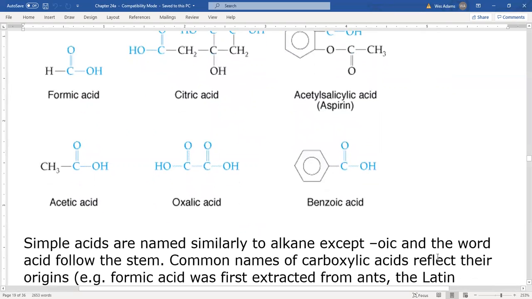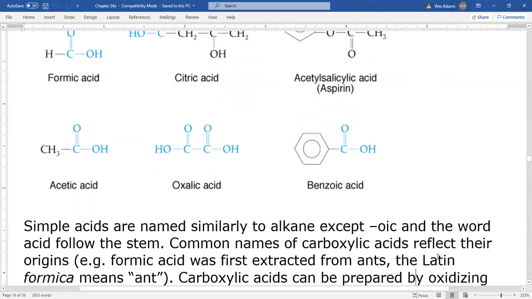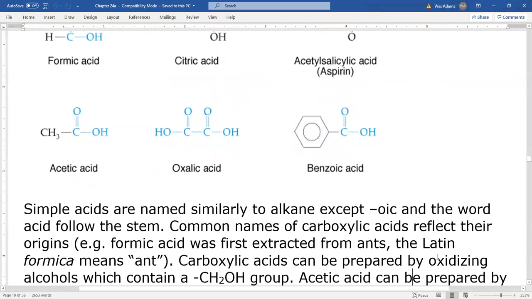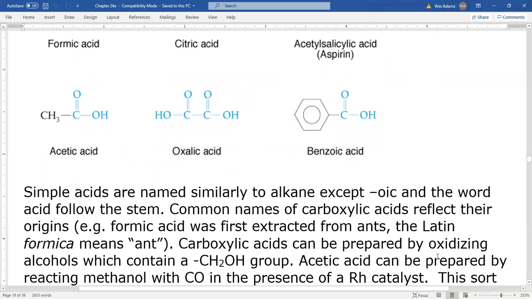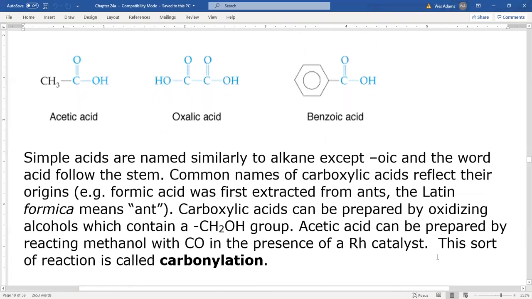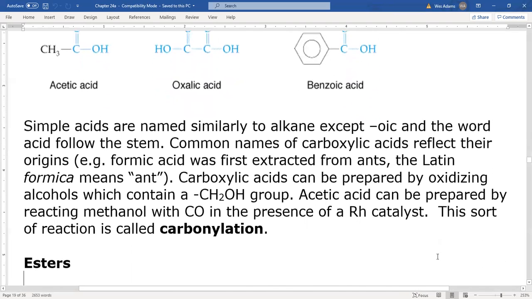A lot of the carboxylic acids reflect their origins. Instead of using the OIC and the IUPAC name, we could use formic acid, which was extracted from ants, or citric acid, which is in citrus fruits, for example. They're usually prepared by oxidizing alcohols that tend to be primary, oxidizing them further than you would for an aldehyde. Acetic acid can also be prepared by reacting methanol with carbon monoxide in the presence of a rhodium catalyst. This is called carbonylation.